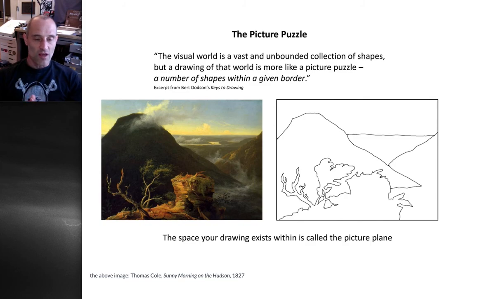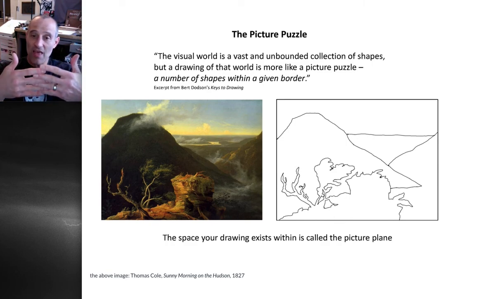So what you see that I've done here is I've taken the painting Sunday Morning on the Hudson, and I have broken it down into just simple shapes. So I've traced around kind of the foreground shapes. I've traced around the middle ground, and then I've also traced around the background, right? And those simple two-dimensional shapes that are defined by outline are all now pieces that fit together within the picture plane. They are our picture puzzle.